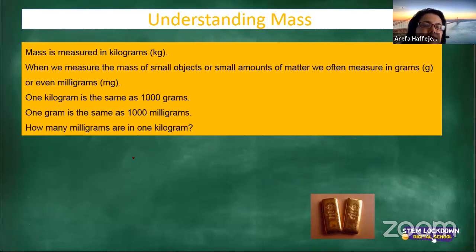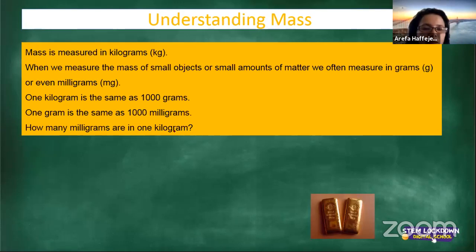Now, let's understand density in terms of mass. What do we mean by mass? Mass is basically measured in kilograms. When we measure mass in kilograms, grams or milligrams, we are basically finding out how much it weighs, right? So 1 kilogram of mass is equal to 1,000 grams, and 1 gram is equal to 1,000 milligrams. Now, who can tell me how many milligrams are in a kilogram?